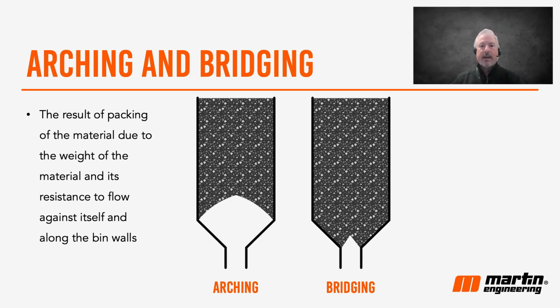Bridging or arching, very common material flow issues. That's just where the material packs above the discharge due to the weight of the material and just won't let anything flow. Typically with properly sized and applied vibration, we can break loose one of the legs of that arch or bridge. And once we do that, then we can collapse the rest of the material on top of it.